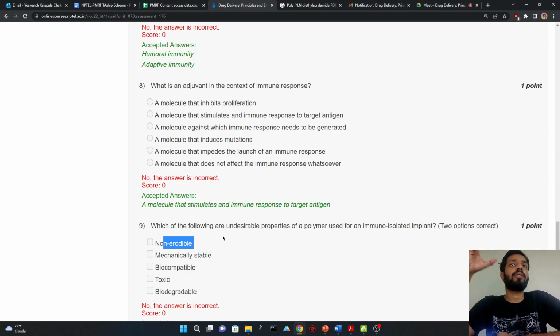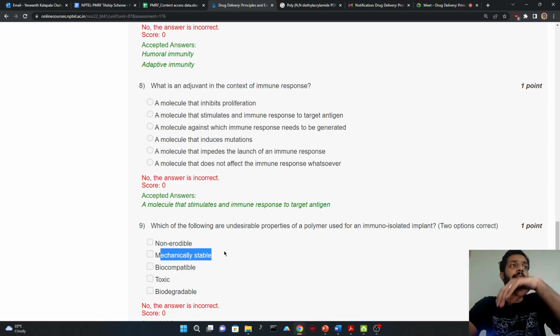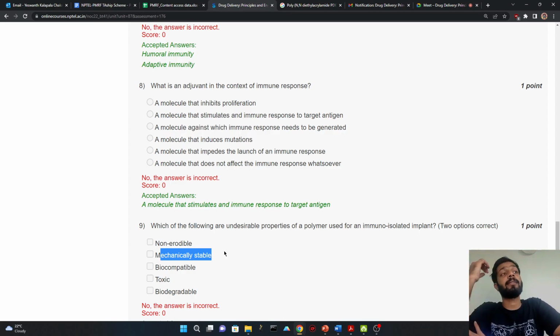If the polymer that you are using is getting eroded away, the cells will ultimately get exposed to your environment and your immune system. So that's not something that you want. So it should be non-erodible. Should it be mechanically stable? If this implant is put in the body, there'll be a lot of movement happening, right? The person cannot stay still. This movement should not cause any rupture or tear in the polymer, right? So it should also be mechanically stable.